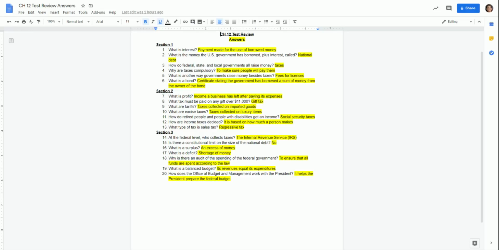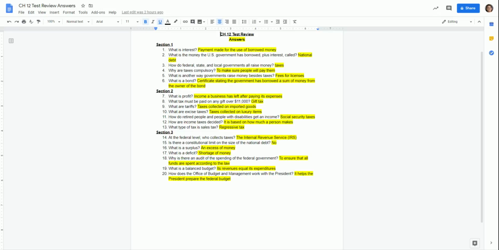Remember, a surplus is extra money. So we learned about that last year in 6th grade when we studied our ancient civilizations. Sometimes we collect too much money, and the government actually has an excessive amount of money, which is great. It doesn't happen all the time. Sometimes we have a deficit, which means that we are actually short on money. It means we don't have enough money to fund the different things that we need to fund. And then sometimes we get it just right, where we have a balanced budget. That means our revenues, which is the amount of taxes taken in, equals how much we're spending, or our expenditures. Okay, so that's a good thing.